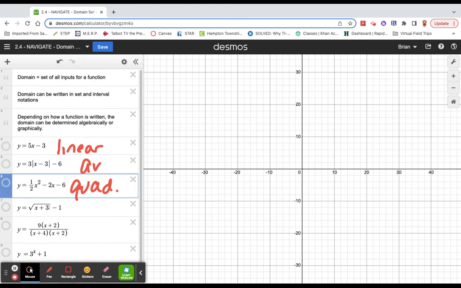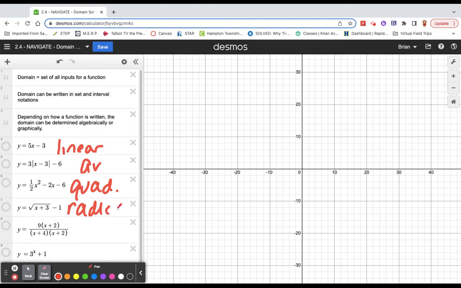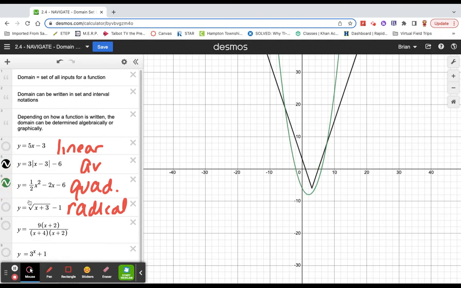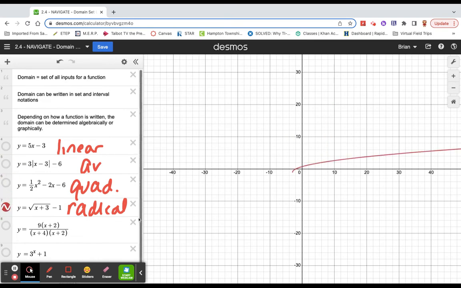Our next example is what's called a radical or a square root function. This one is a little bit trickier. Instead of it being limited in terms of the bottom of it, as in the absolute value and in the quadratic, where we saw nothing below a certain point, this one is actually going to be limited slightly differently.